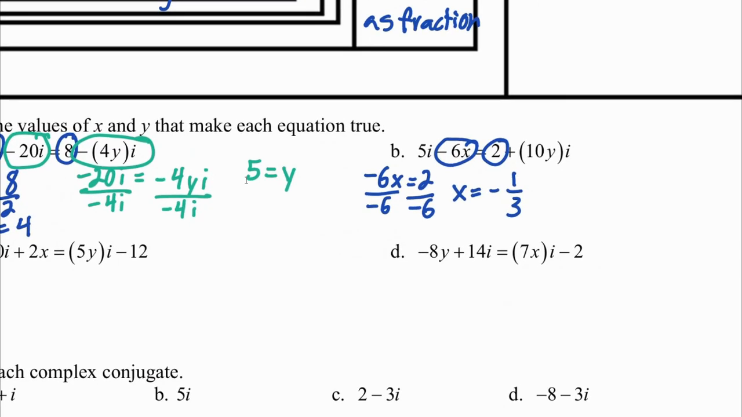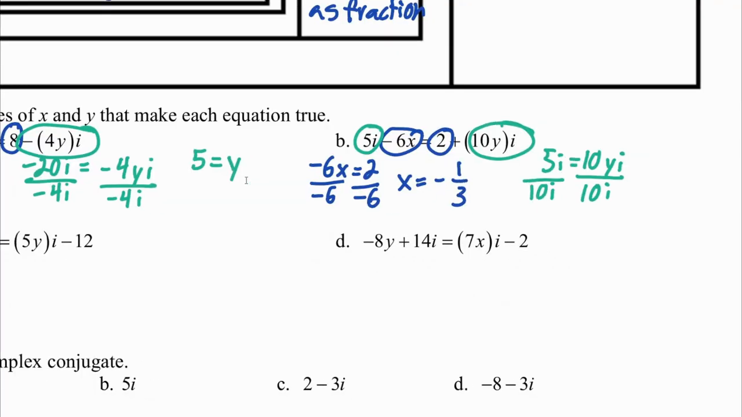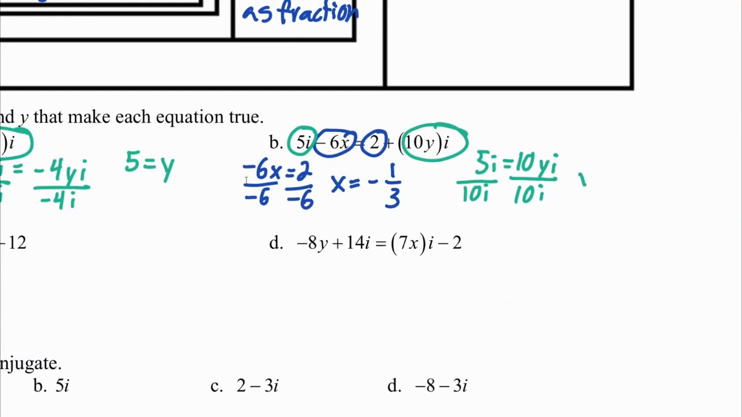And then we do imaginary equals imaginary. So 5i equals 10yi. Again, we want to get y alone, so we divide by 10i. The i's will cancel, and we'll get 5/10, which will reduce to 1/2. So x and y can be fractions, and that's totally okay.